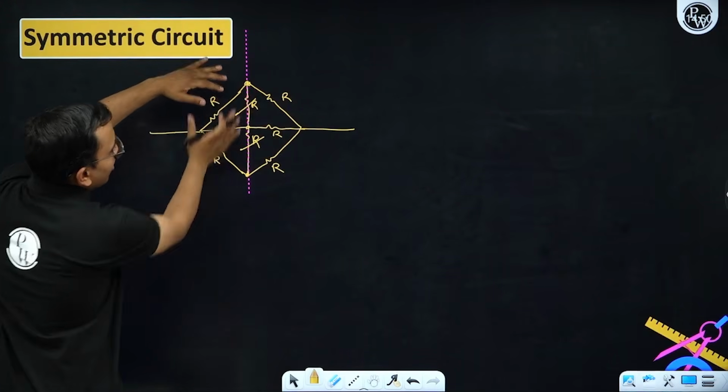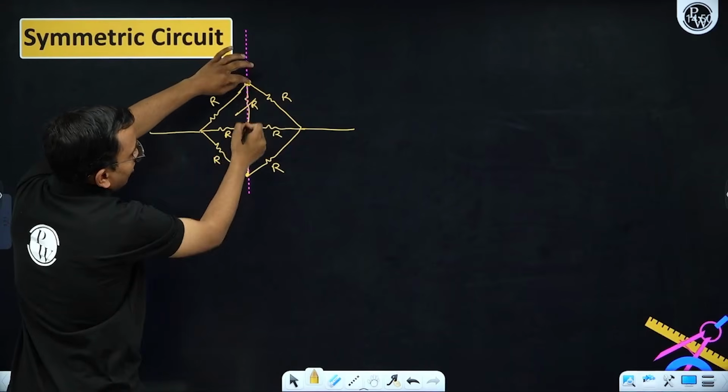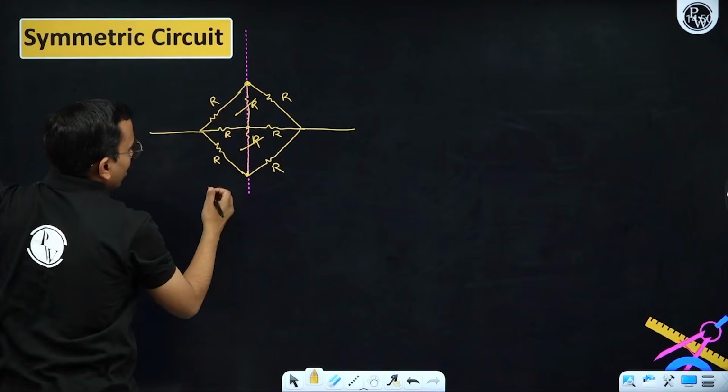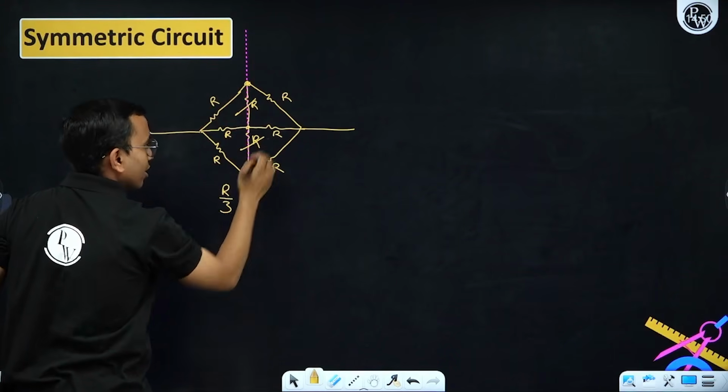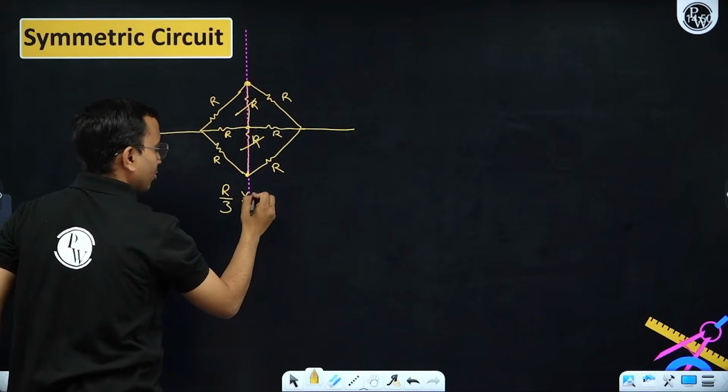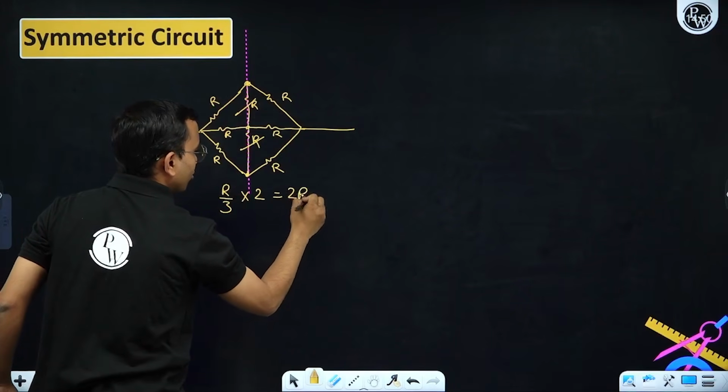Now these 3 will become parallel because of the same potential, these 3 points will be connected, these 3 are in parallel, so the equivalent will be R by 3. This will also be R by 3 only, so just multiply this with 2, so the equivalent will become 2R by 3.